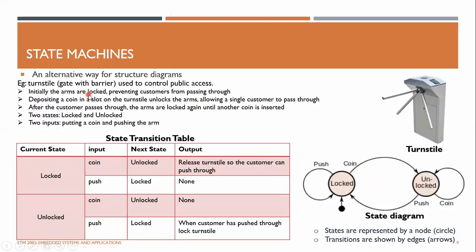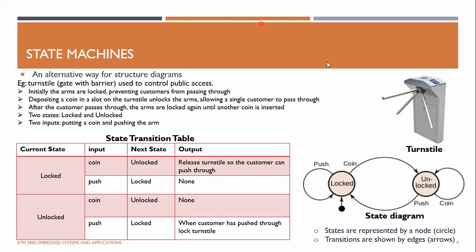Okay, now we can take a simple example, which is the state machine. State machine is another alternative way for structure diagrams, sometimes flowcharts. So one simple example I have selected here is a turnstile. A turnstile is a gate barrier, used to pass people and control public access.